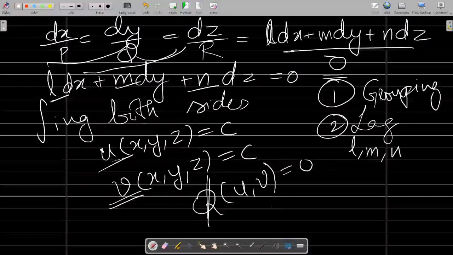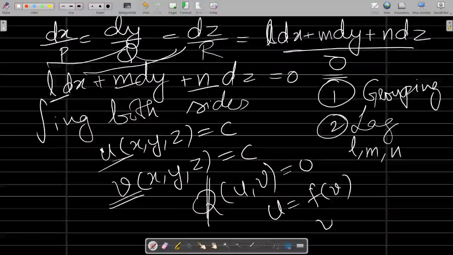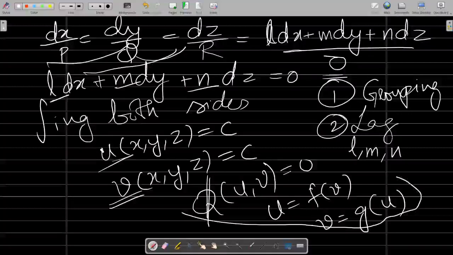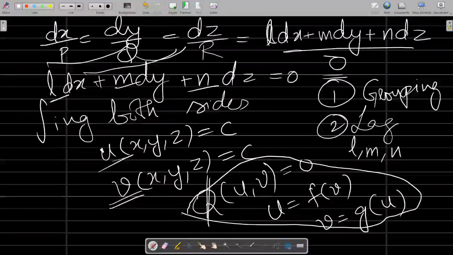Sometimes we also write it as u is equal to some function of v, or some v equal to some function of u. Any of these three forms you can write the solution. The solution will be in terms of an arbitrary function. You have already studied this in the beginning.